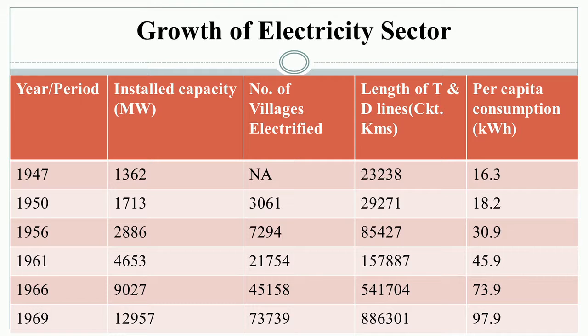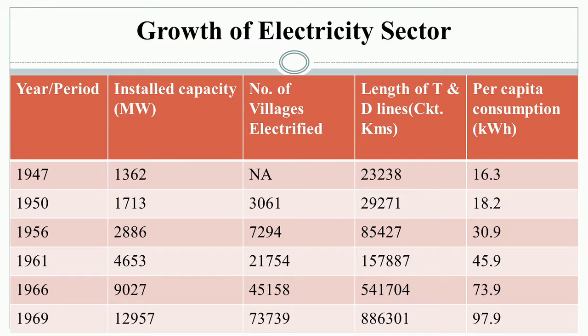In terms of electrification or electricity growth, we can see here that in 1947 the installed capacity in India was 1362 megawatt, and the number of villages electrified by 1950 is shown around 3061 villages. The length of T and D lines was 29,279, and per capita electricity consumption, which was 16.3 at the time of independence, has increased by 2 more points, to around 18.2. In 1956, we found that the installed capacity has increased from the previous level of 1713 megawatt in 1950 to 2886 megawatt.